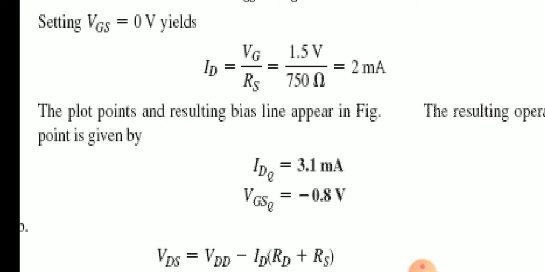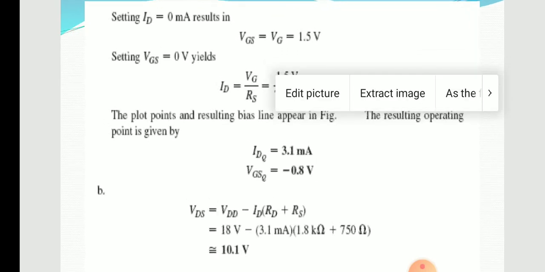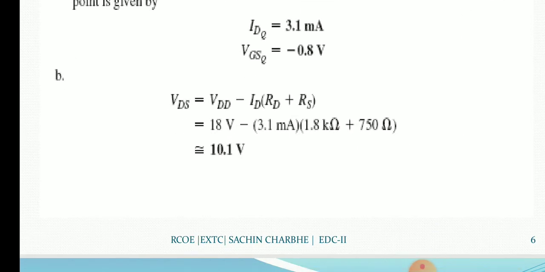Plotting the points, the resulting bias line appears. The resulting operating point is given by IDQ 3.1 milliampere and VGSQ -0.8 volt. Then calculate the value of VDS. You can apply KVL on the outer side: VDS equals VDD minus ID into RD plus RS. Here also we similarly put IS equals ID. After substituting all the values, we will get the value of VDS equals 10.1 volt.